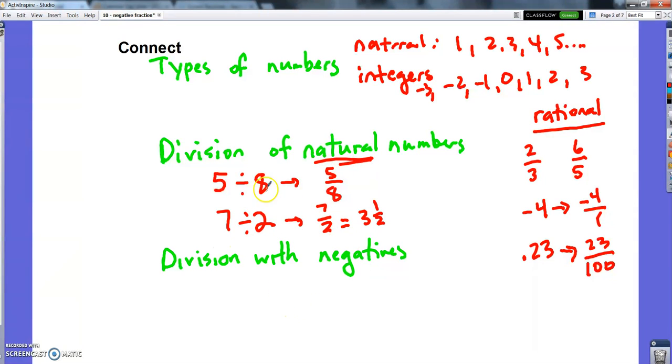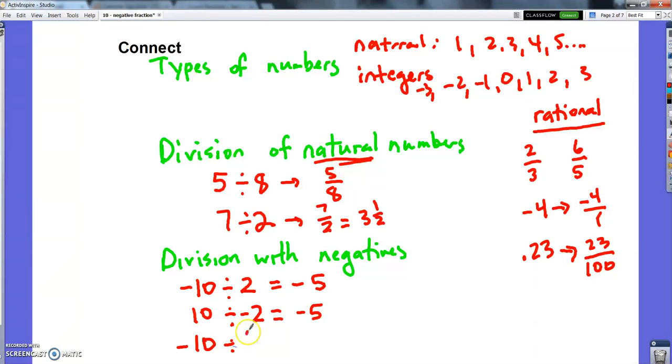And we've also done division with negatives. Remember, a negative divided by a positive is negative. You can switch that and get the same. A positive divided by a negative is also negative. And a negative divided by a negative is positive. So don't forget that. So all this is going to kind of come into play today.